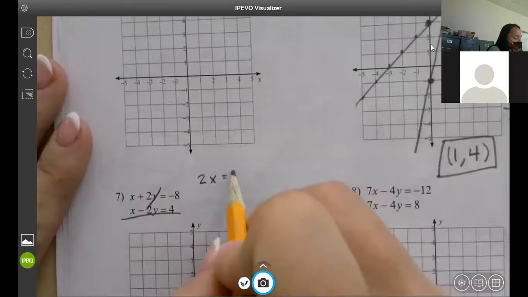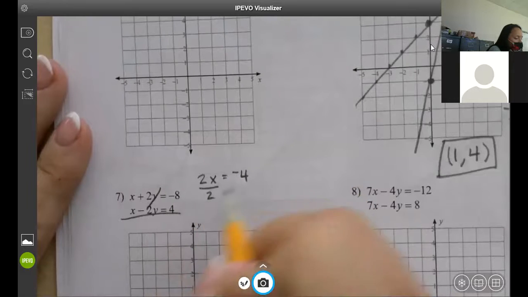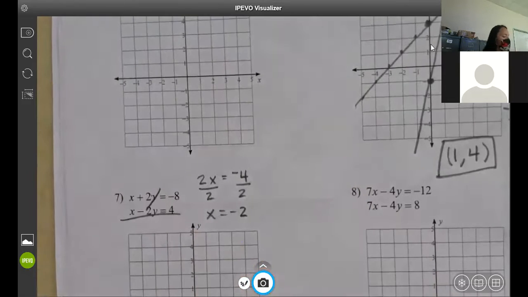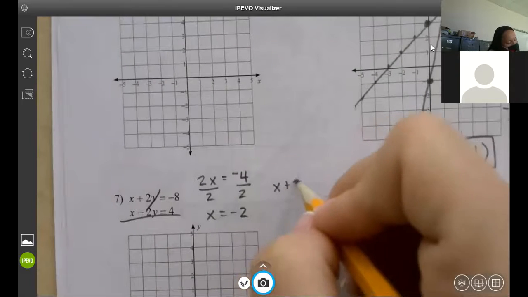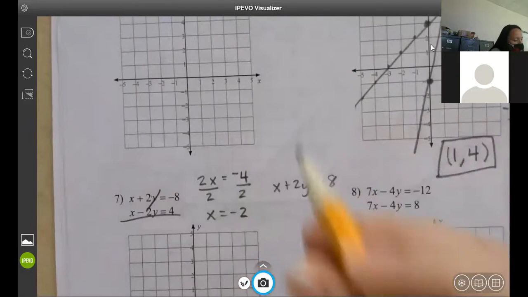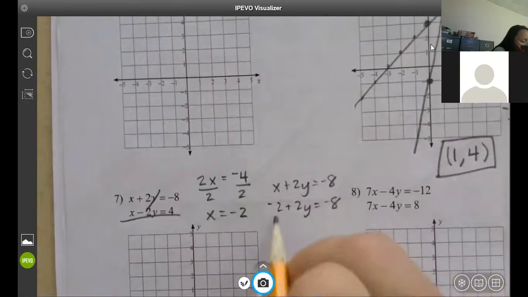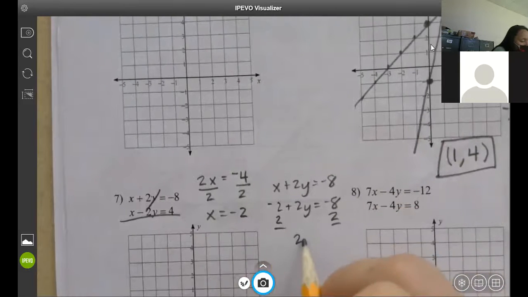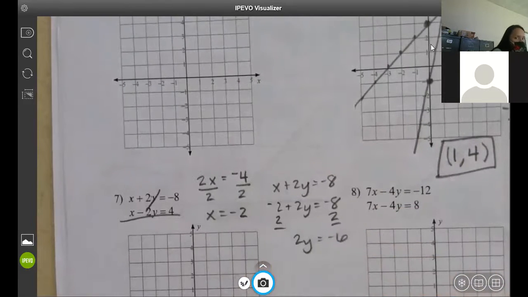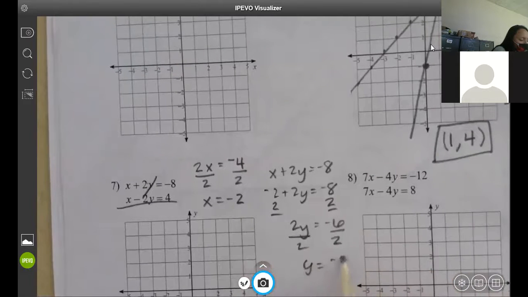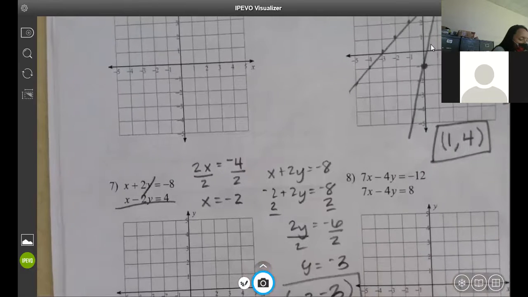Negative 8 plus 4 is negative 4. Divide by 2 and we get negative 2. And then plug back in to either equation, it doesn't matter. So negative 2 plus 2y equals negative 8. Add 2. We get negative 6. Divide by 2. We get negative 3. So our answer is negative 2, negative 3.